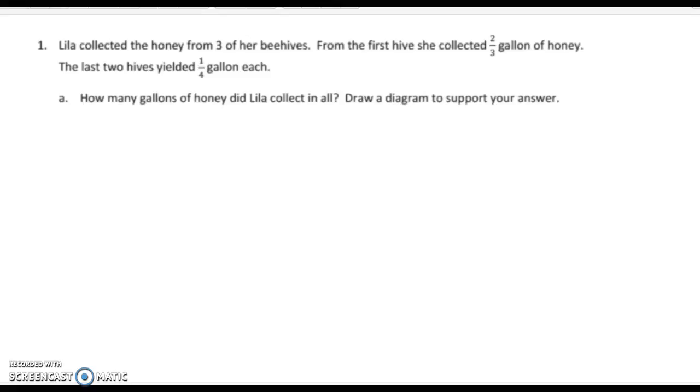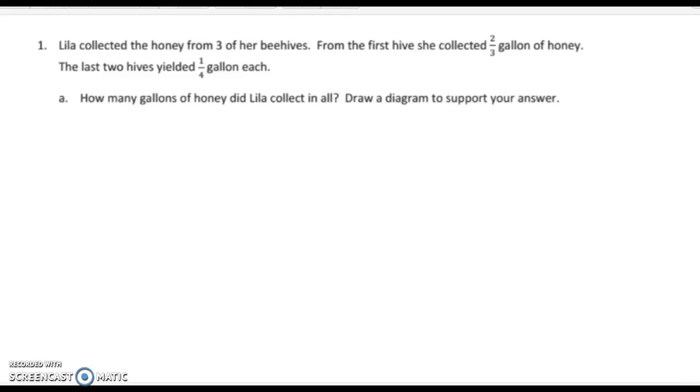All right, let's take a look at question number 1. It says that Lila collected the honey from 3 of her beehives. From the first hive, she collected 2/3 gallon of honey. The last 2 hives yielded a 1/4 gallon each. How many gallons of honey did Lila collect in all? Draw a diagram to support your answer.